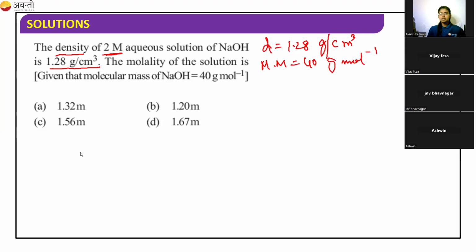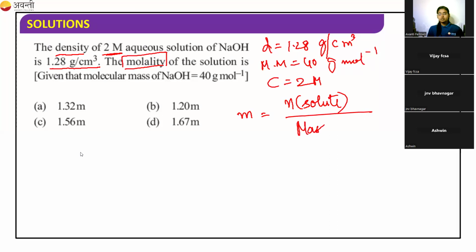The concentration is 2 molar for sodium hydroxide. We are asked to find the molality. So what is the formula to find the molality? Molality is equal to the number of moles of solute divided by the mass of solvent in kilogram. So this is the formula, and we need the number of moles.